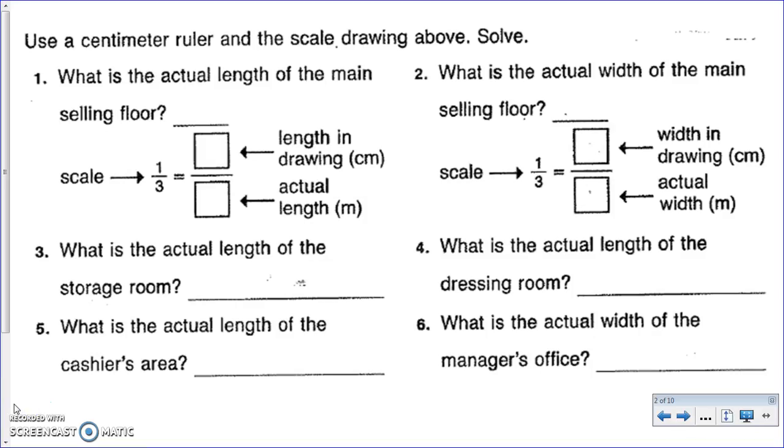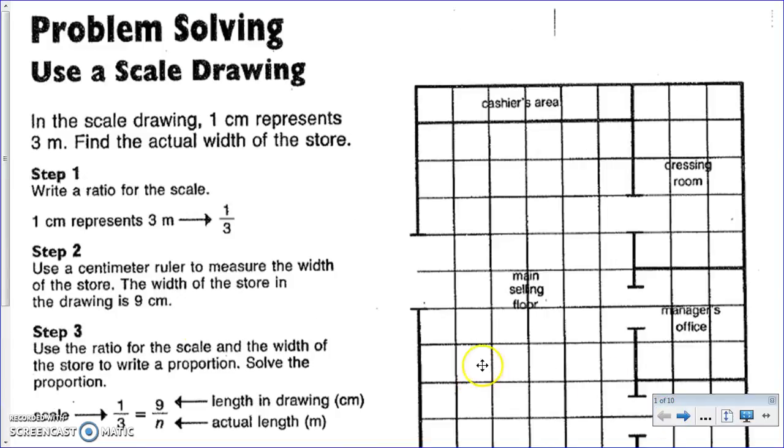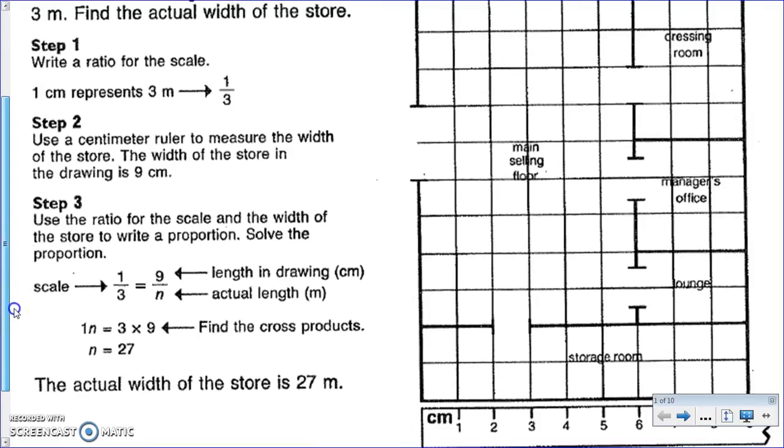Use a centimeter ruler in the scale drawing above. Solve. What is the actual length of the main selling floor? Well, we know our scale is 1 to 3, so we need to find the length of the main selling floor in the drawing. And because we know each one of these squares represents 1 centimeter in the drawing, we can just count here. So we count 1, 2, 3, 4, 5, 6, 7, 8, 9 for the length of the main selling floor here.